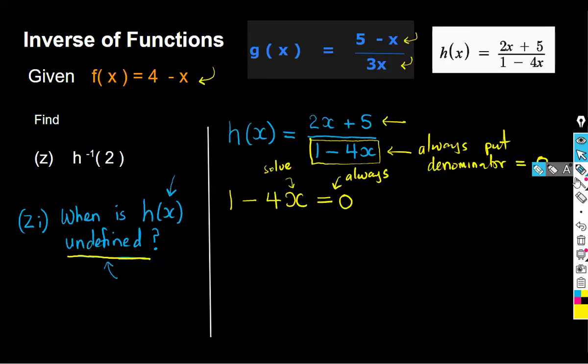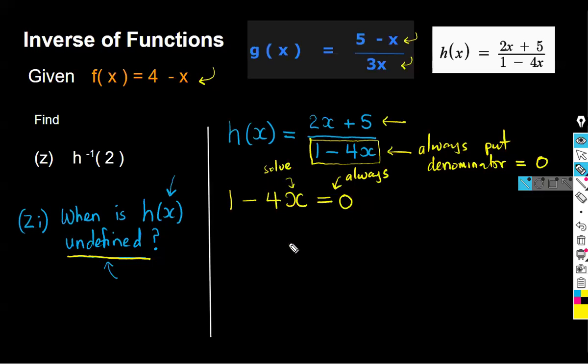Some people wanted me to say it back, not a problem. When they ask you to find if something is undefined, it will always be referring to a function with a top and an underneath part. The instructions are, and I have the note here, you always put the denominator, which is 1 minus 4x, equal to 0, and you solve for x.